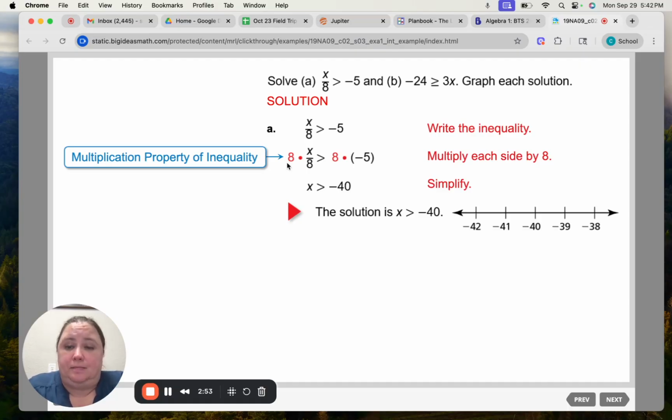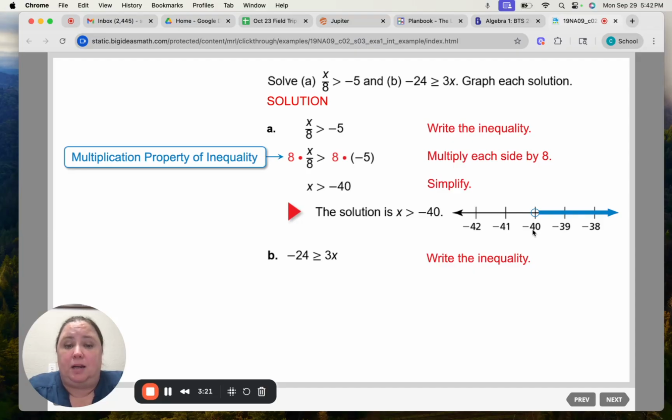So let's look at b. Oh, wait, we got to graph it first. Sorry. Graph each solution. Read the instructions. So again, where are we graphing this at? Negative 40. Good. Is it open or closed circle? Open. Very good. And which way are we shading? To the right, because x is greater than. Excellent.